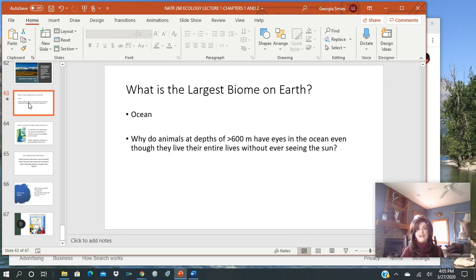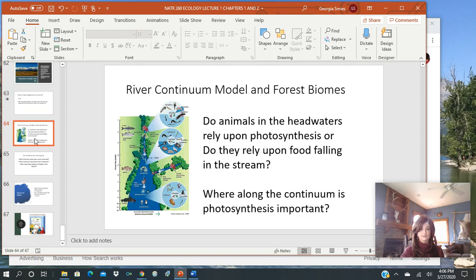Your text doesn't have this. I added this. The largest biome on the planet is aquatic. It's the ocean. Okay, and you have this question in your homework. I want to challenge you with this. Why do animals that live at depths of greater than 600 meters, 1,800 feet, have eyes, even though they live their entire lives without sunlight? And the flip side of that question is, what about animals that live in caves? Why did they lose their eyes altogether? I want you guys to think about that, engage with that with your homework this week.